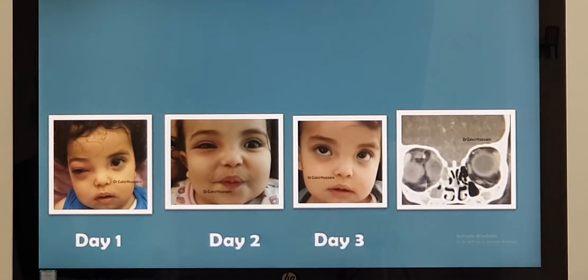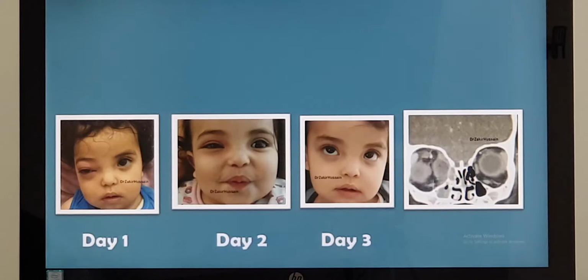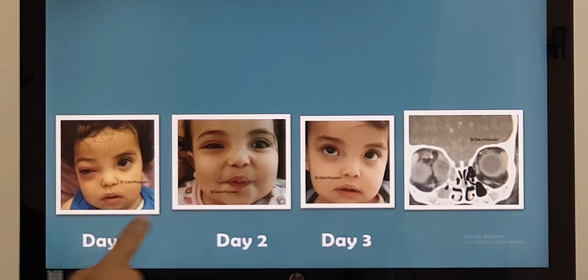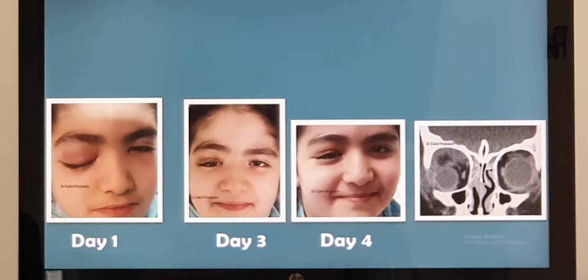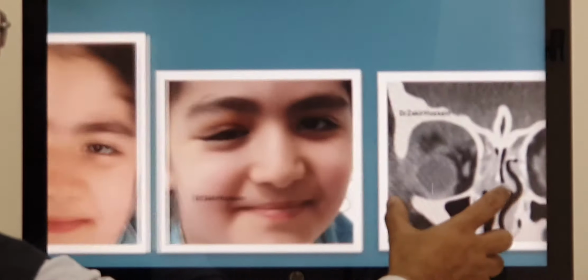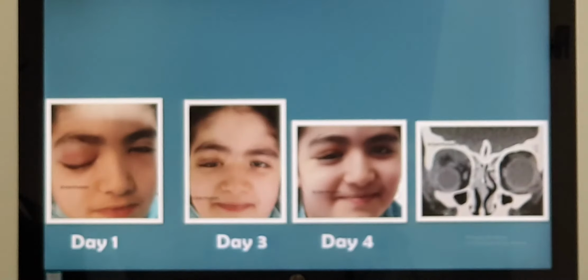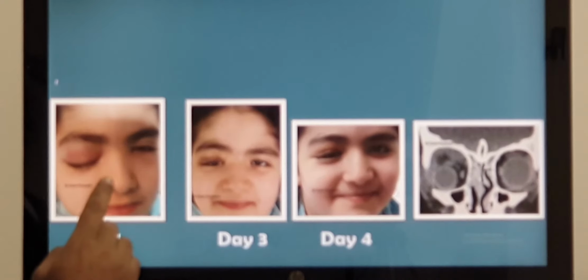Now, let me show you some patient photographs. One is this child who had been diagnosed with subperiosteal abscess, as you see here. This is the first post-op day, second post-op day, third post-op day, and the patient was discharged on the 5th or 7th post-op day. This is another patient who was again diagnosed with subperiosteal abscess here, and this is before surgery, then day 3 and day 4.